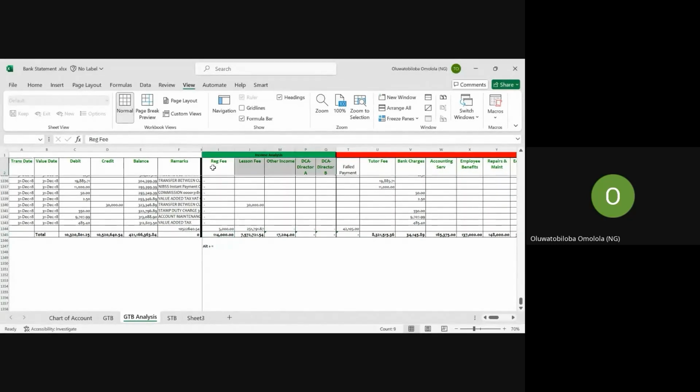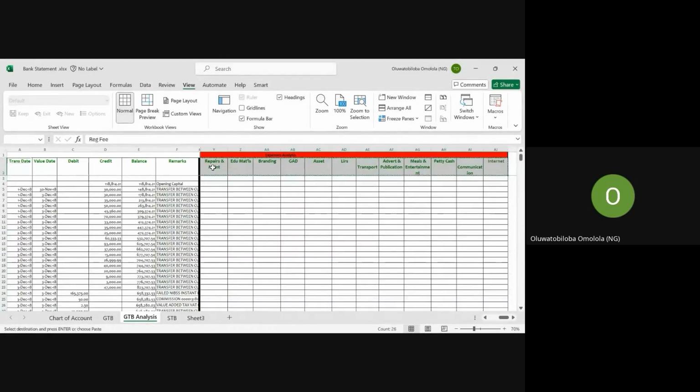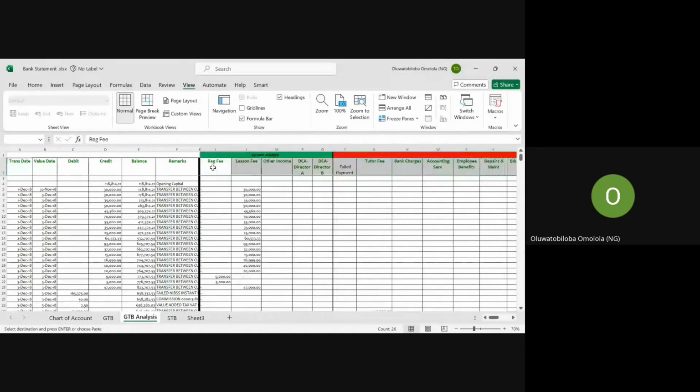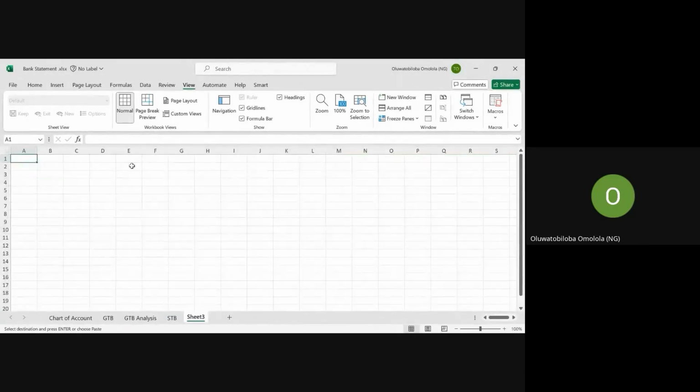So now I will go ahead. See these headers that I got from my chart of accounts. I'll copy them, then come and paste them on a new sheet.